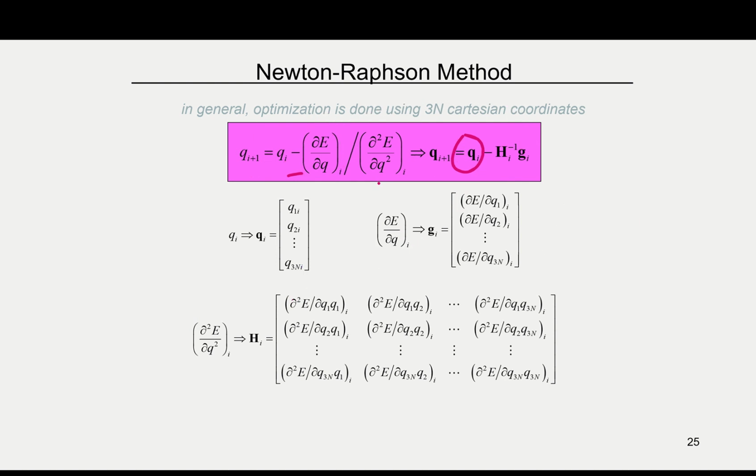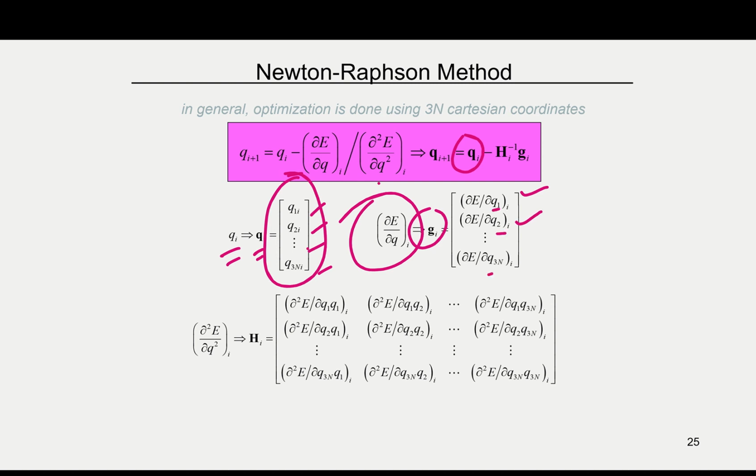Now you can see that we have a column matrix in here. If you have q_i, q is equal to q_1, q_2, q_3, up to q_3N. The first derivative is equal to g_i, and it will give you the first derivative. For the second derivative, you see there's q_1, q_2, up to q_3N.